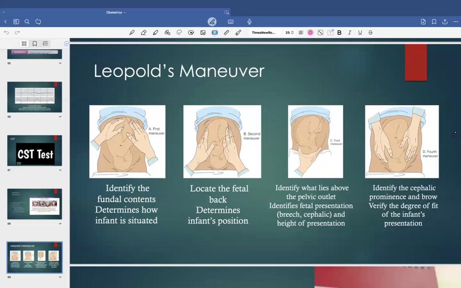Fourth position, now you've moved, the provider is in a different position. You're going to identify cephalic prominence and brow. Do you feel the back of the head? Do you feel the brow? You're verifying the degree of fit of the infant's presentation. I'm on the right side of the baby's face, I'm on the back side of the baby's face, I'm on the brow, I'm on the back, so you can kind of determine where your baby's at. So this is all good for positioning, where the baby's situated, is the baby presented in breech or cephalic, and where's the head and the brow.